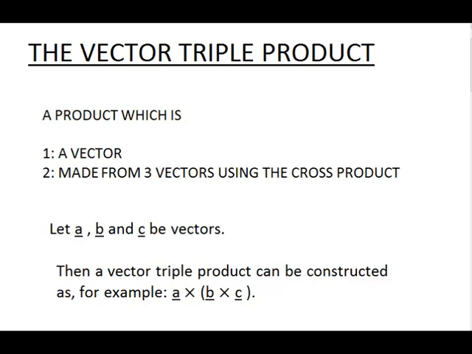I'm going to call my three vectors A, B, and C, and investigate the triple product shown at the bottom of this page, A cross B cross C. The bracketing here means that we do B cross C first, and then take the cross product of that vector with A on the left-hand side. You should remember, of course, that the order is important for cross products.